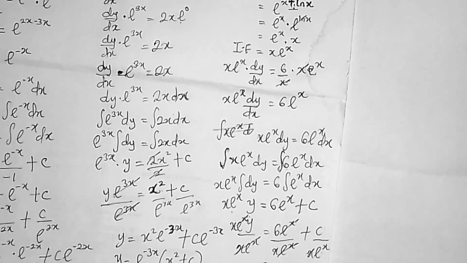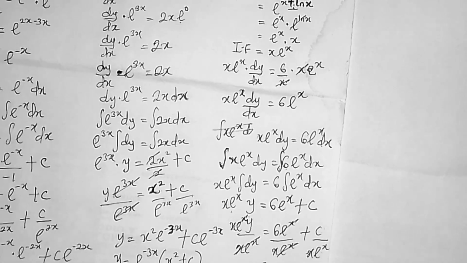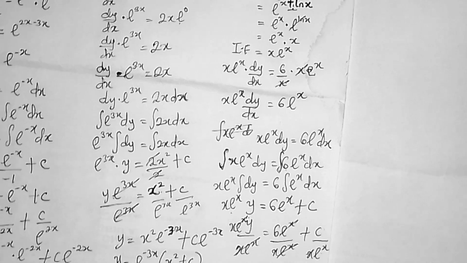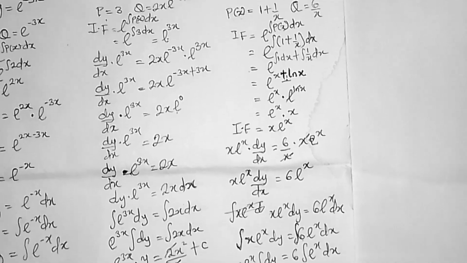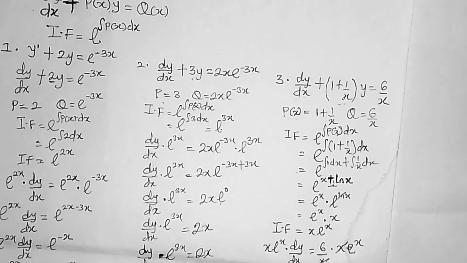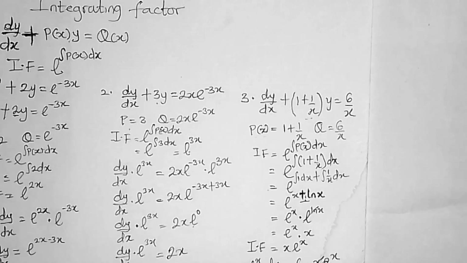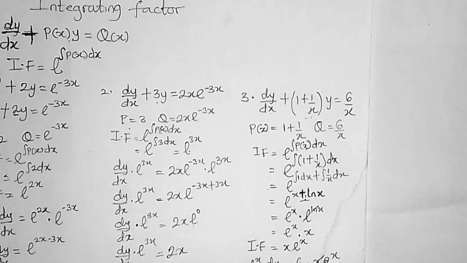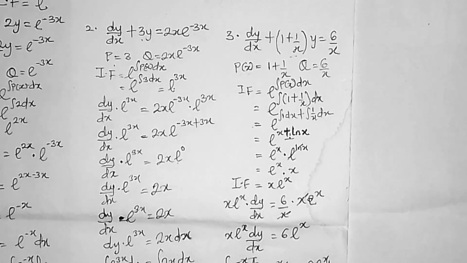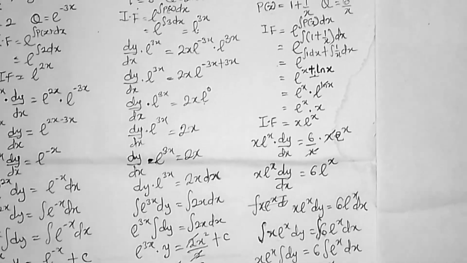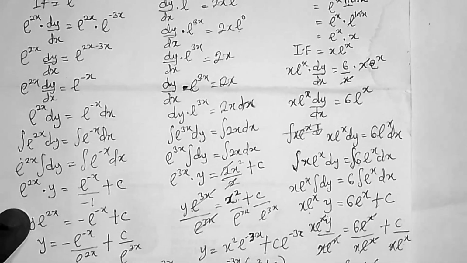So don't forget the steps to integrating factor. The first thing is to get your integrating factor using e to the power of the integral of P of x. Then after that, once you get your integrating factor, you use it to multiply dy dx and your q of x. And after that, the last thing to do is to make y the subject of the formula, by integrating both sides.